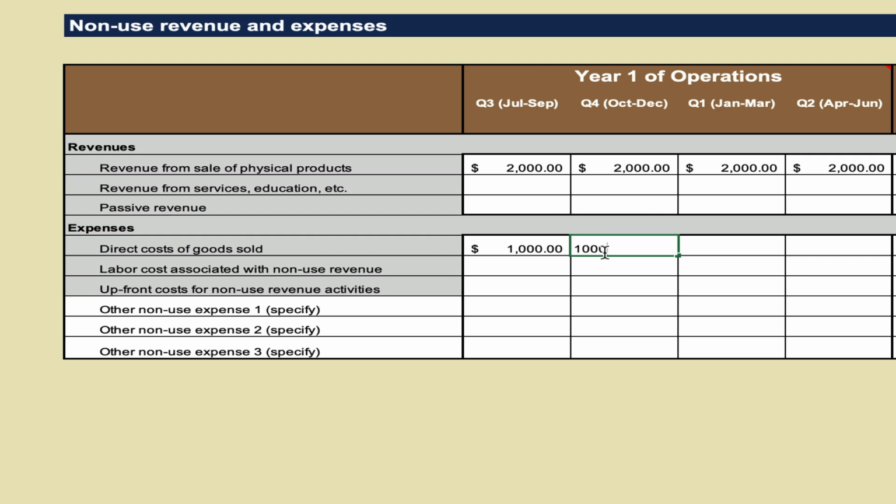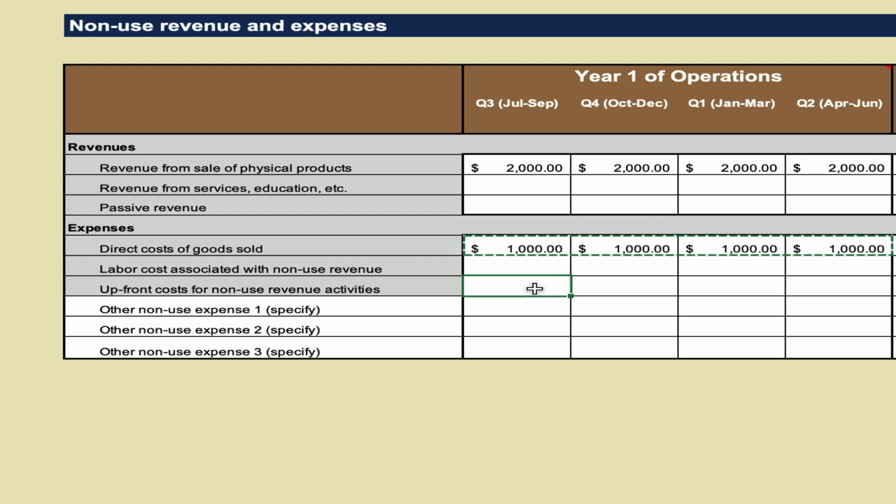The only reason I'm doing this is a very rudimentary example, but I just want to show you how this works. So we're going to leave it at that. And then when we look at the financial outputs, you will see how this flows.